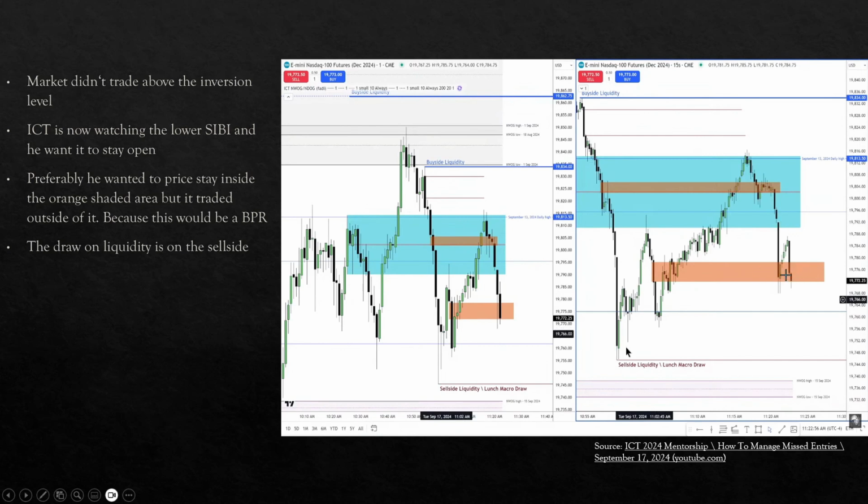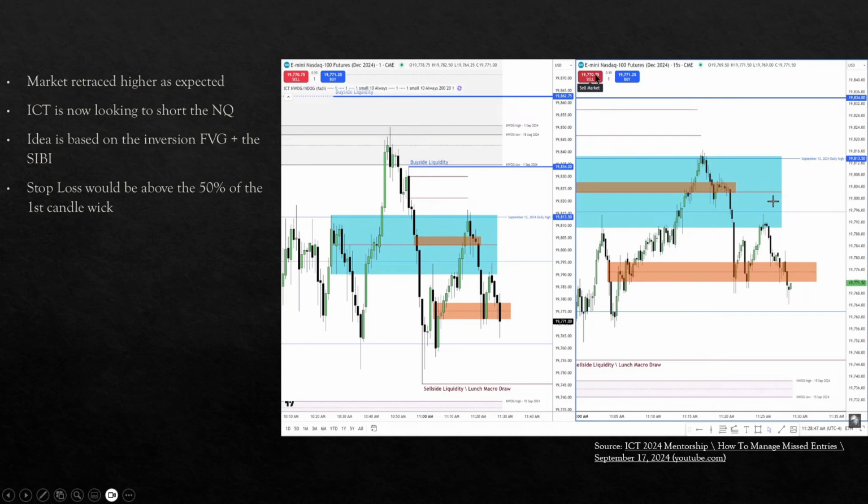Preferably, it also would have stayed inside this orange shaded area, but it traded outside of it, as you will see, because this would be a balanced price range. You can see right here. So coupled with this BISI and CB right here, this would be a balanced price range. So if we would drop below it, trade to the 50% of it, consequent encroachment, he would look for a short from the consequent encroachment of this BPR right here. And the draw on liquidity is now on the sell side, the lunch macro draw.